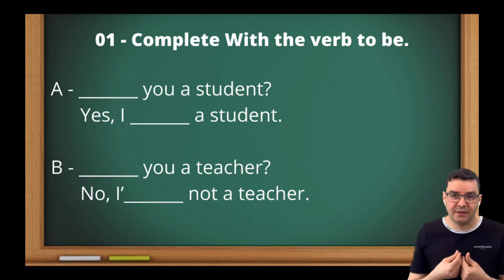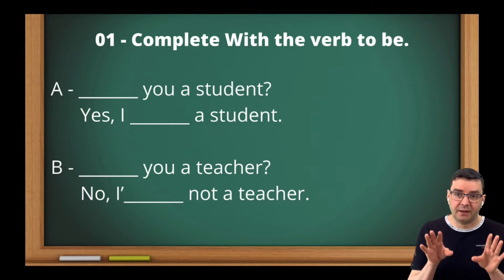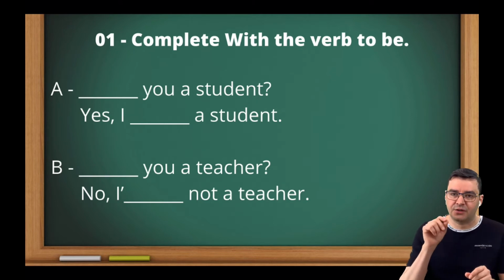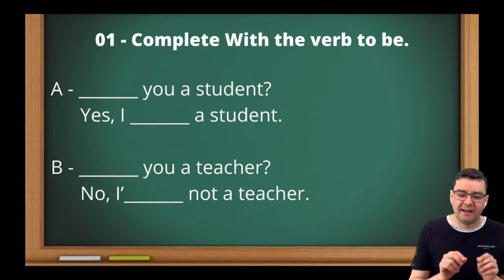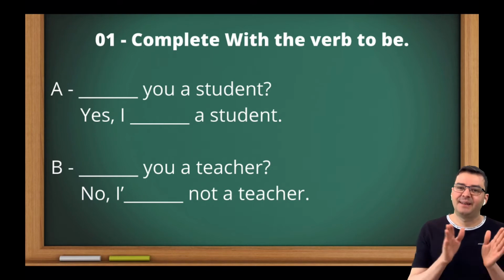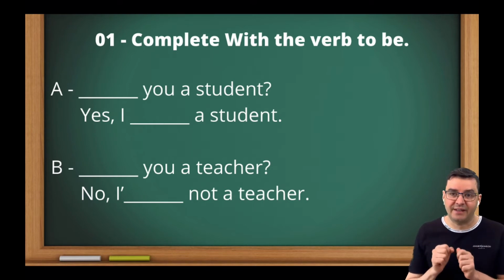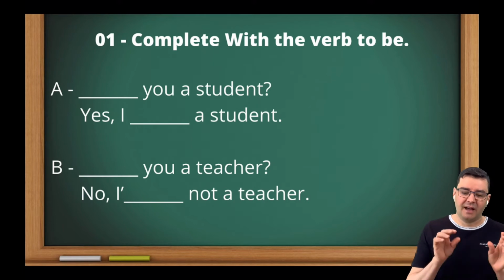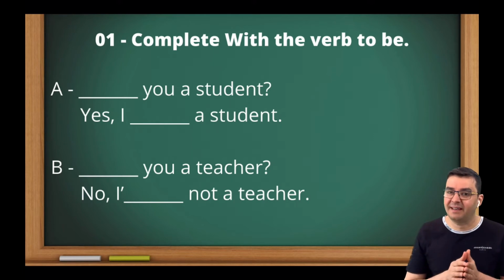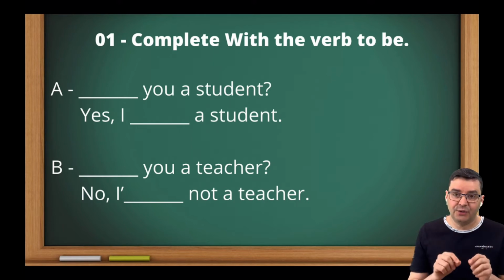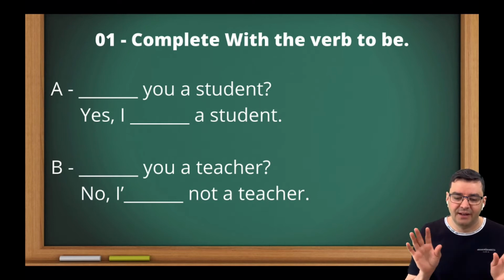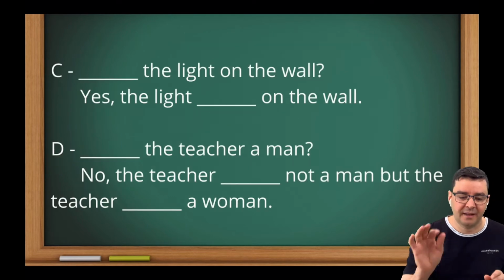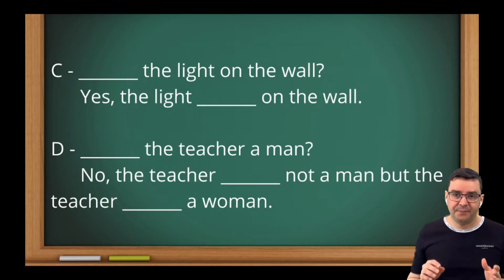A. You a student. Estou te fazendo a pergunta, só colocar o verbo to be. Yes, I a student. B. You a teacher. No, I not a teacher. Ok? Próximo. Vamos lá.